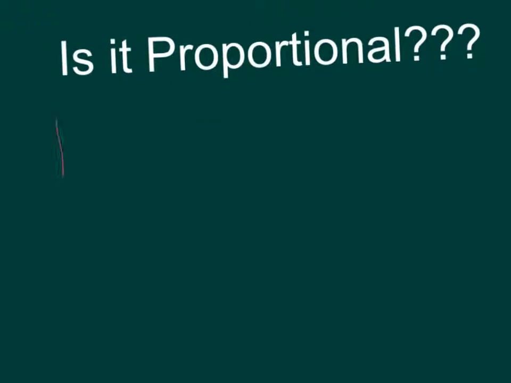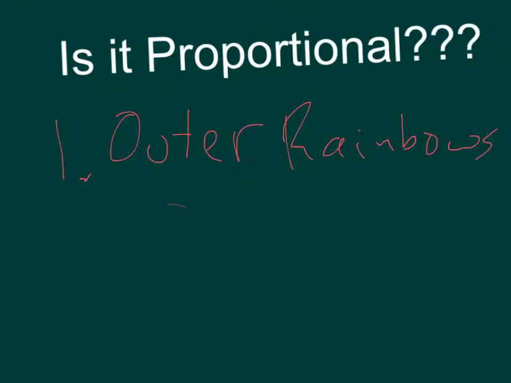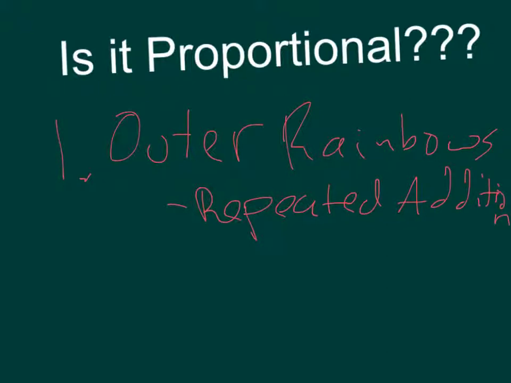The first thing we want to look at is, one, do we have outer rainbows? And when I say outer rainbows, we're looking for this idea of repeated addition. So if you can find a common and constant addition happening across both tables for both different units, we have our first step of proportionality.